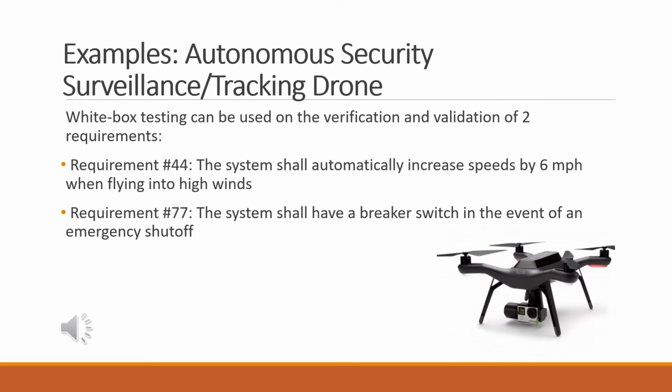An example of this type of white box testing can be observed in Group 3's project, Autonomous Security Surveillance Tracking Drone. More specifically, during the validation and verification of requirement number 44. This requirement states that the system shall automatically increase speeds by 6 miles per hour when flying into high winds.